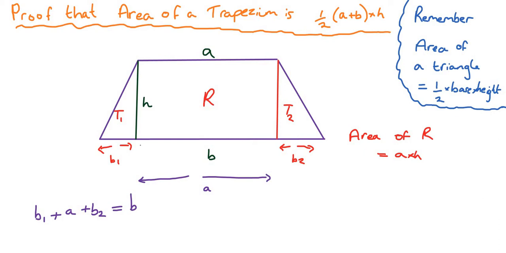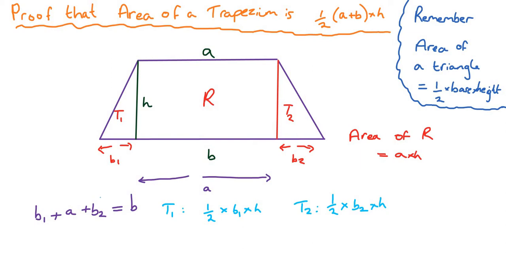So now let's try and work out the area of our two triangles. So let's do area of T1. Well, this is a half times B1 times H, and T2 is a half times B2 times H also.